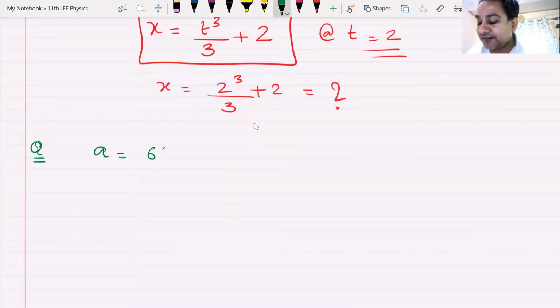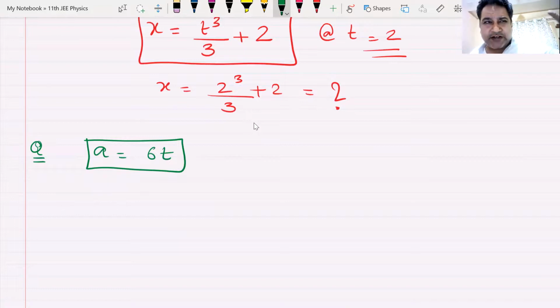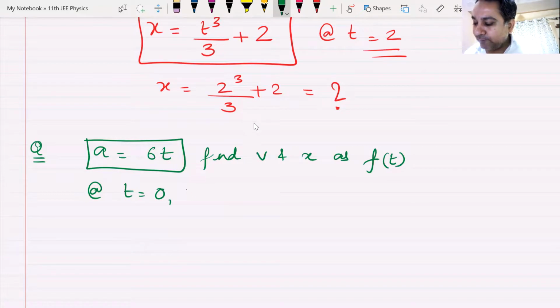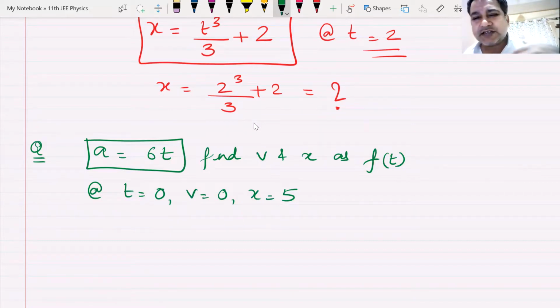Acceleration is given as 6t. I will not make the question very long. I'll keep it short. Find v and x as a function of time. At t is equal to 0, v is equal to 0, x is equal to 5. Once you get the value of v and x as a function of time, you can find out v and x at any time. I leave that to you.